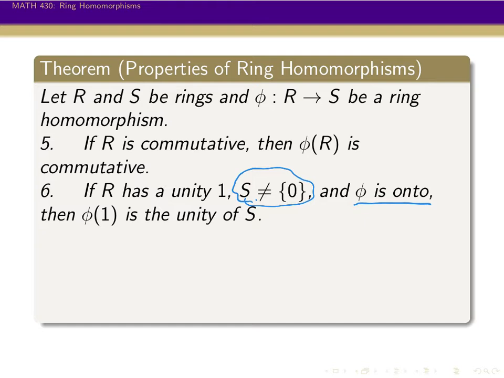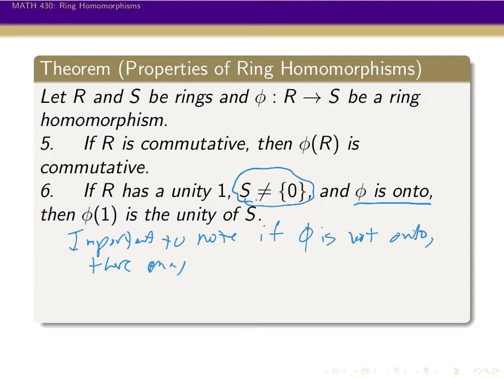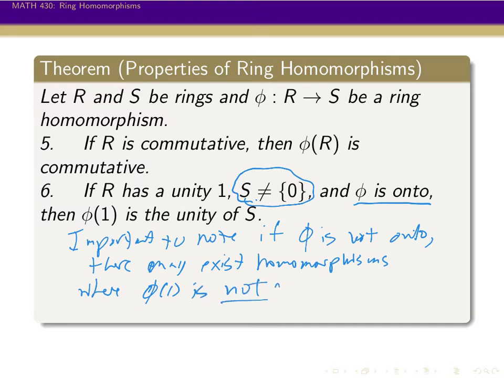In fact, if phi is not onto, and S is non-zero, so important to note, there may exist homomorphisms that are non-trivial where phi of 1 is not the unity of S. This can be an interesting thing. It'll be a unity of the subring, but won't be a unity of the whole ring. So this is kind of a fun fact to explore.